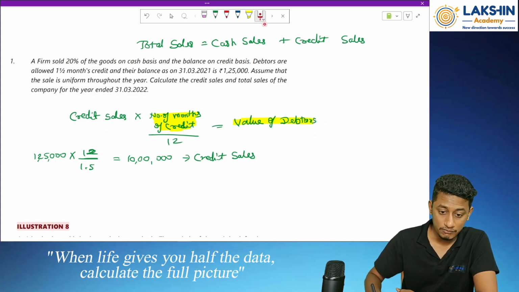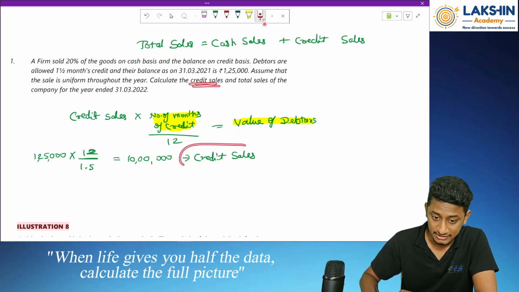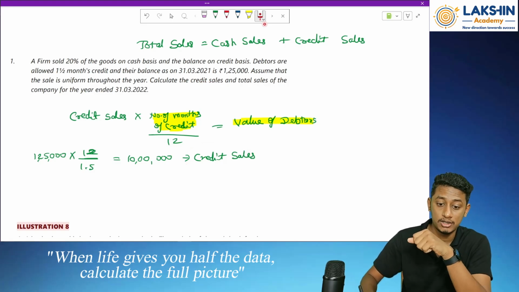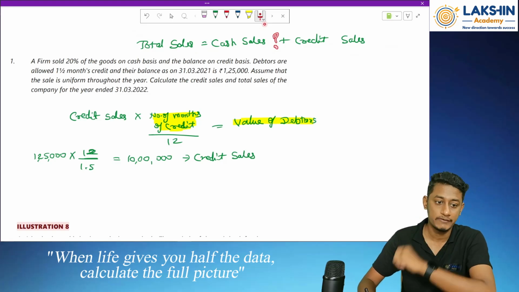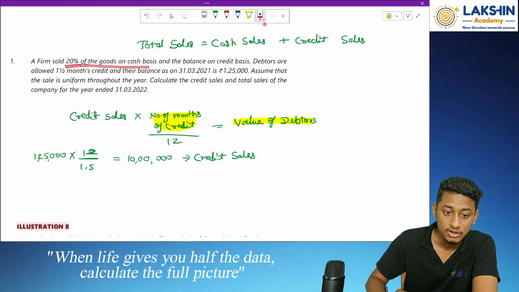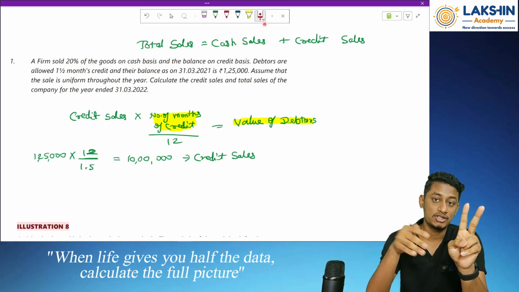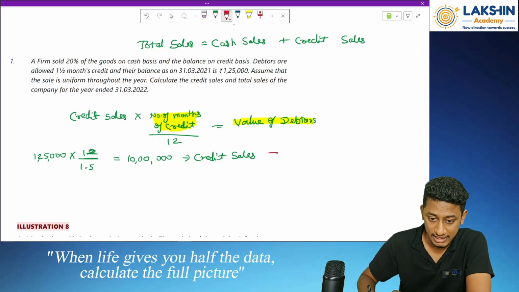Clear? Yes. Now the credit sales is mentioned over here. But what do I need to find? I need to find credit sales and total sales. To find out the total sales, I know that total sales equals cash sales plus credit sales. Now I have the value of credit sales, but do I have the value of cash sales? No, I don't have it. But one hint is given to us. The firm sold 20% of the goods on cash basis. So out of total goods sold, cash basis is 20%. The remaining 80% will be the credit sales. So I know that this credit sales is 80% of the value.